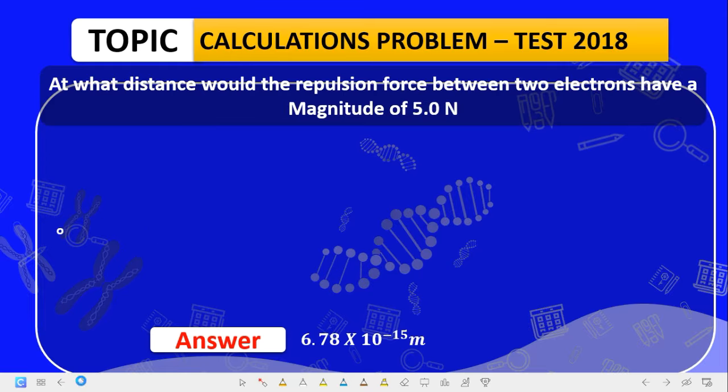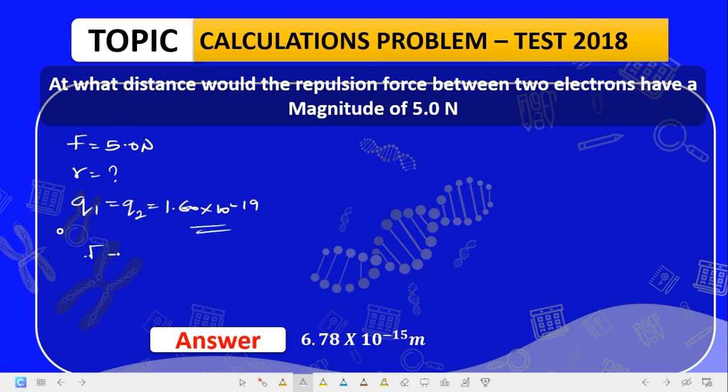The next question says, at what distance would the repulsion force between two electrons have a magnitude of 5.0 Newton? So the force is 5.0 Newton. At what distance? The distance r is unknown. Now what are we talking about? Electrons. So we have to talk about the charge of an electron. So Q1 is equal to Q2 because you are talking about two electrons, which is 1.60 times 10 raised to the power of minus 19. Each electron has a charge of this.